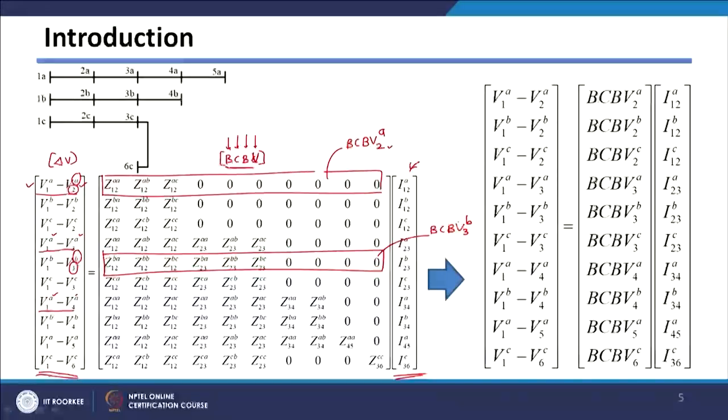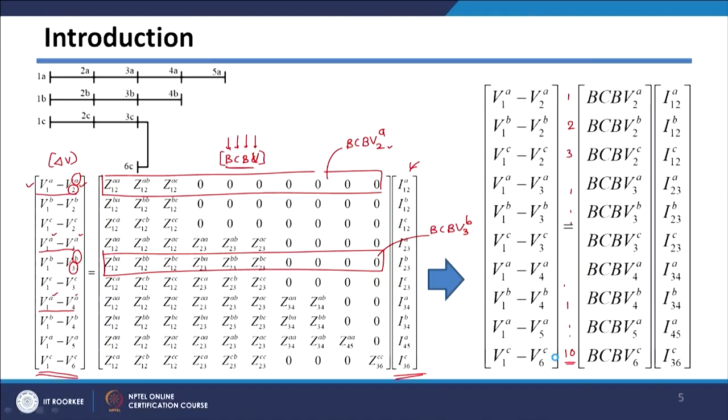Like this, if you write for all the rows of the BCBV matrix, they will basically look like this. So, this is the first row, this is the second row, this is the third row, and like this it will continue. Since there are 10 unknown nodes in this particular system, we will have 10 rows in the BCBV matrix. So, we are dividing BCBV into rows and giving corresponding names to the BCBV rows, and BIBC, as we have seen, we converted into columns.